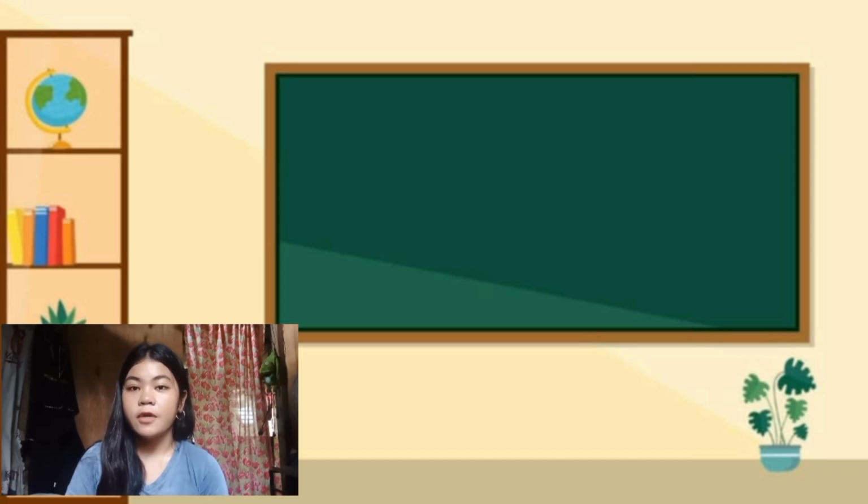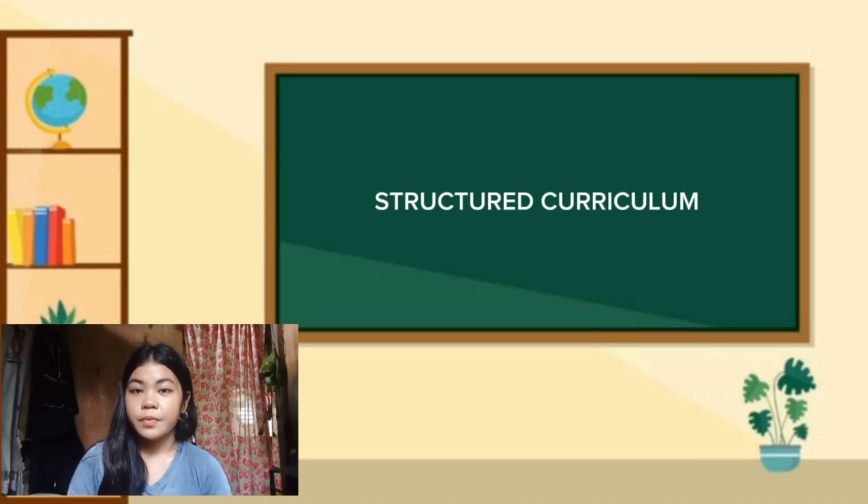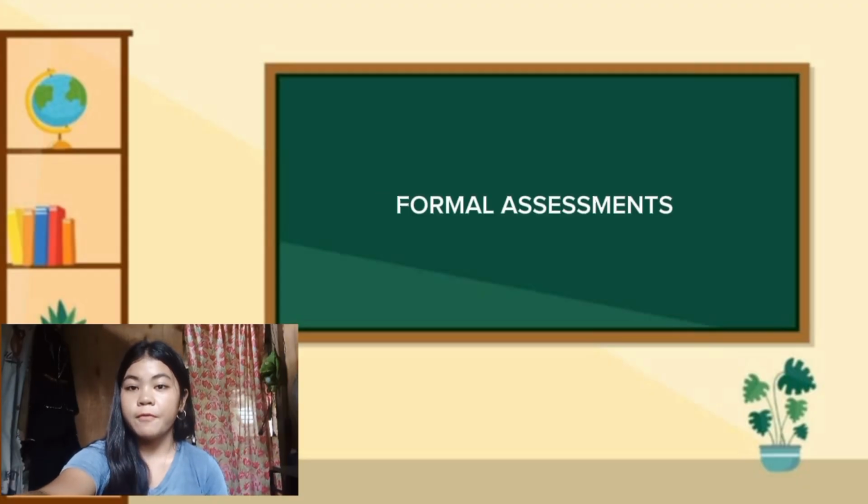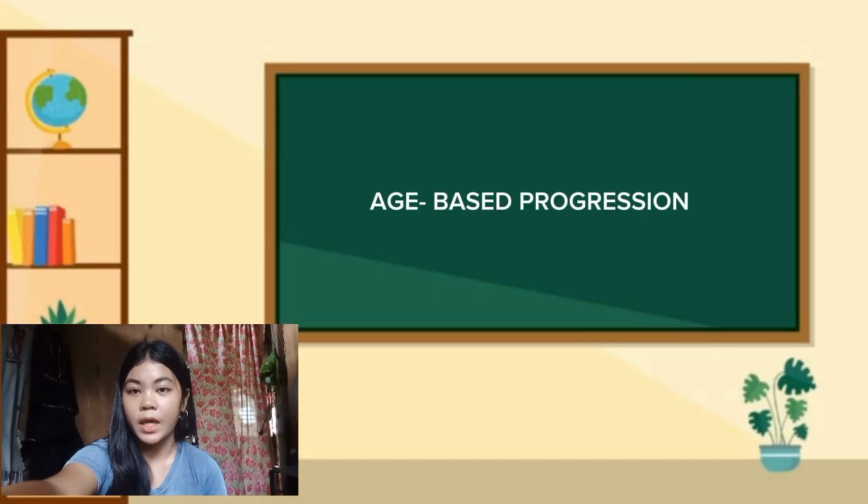These are the key features of formal education. Structured curriculum: a defined syllabus and learning objectives guide instruction. We also have formal assessments: standardized tests, exams, and assignments measure students' progress. We also have age-based progression. Students advance through grades based on their age and academic performance.